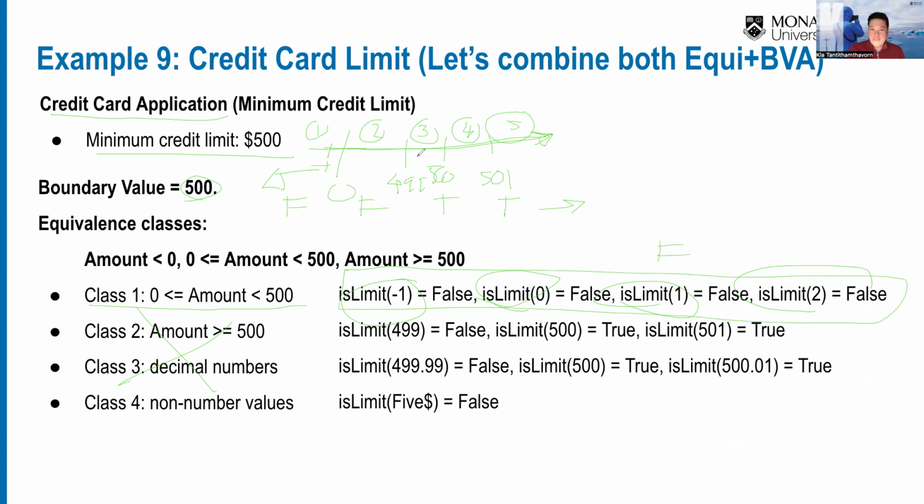And then you have another value around 500. You have 500 as a value in the middle. So 500 will be true, but 1499 will be false. 501 will be true. And sometimes you can test the decimal numbers as well. You can test the non numbers as well. So that could be another class that you may want to think about.